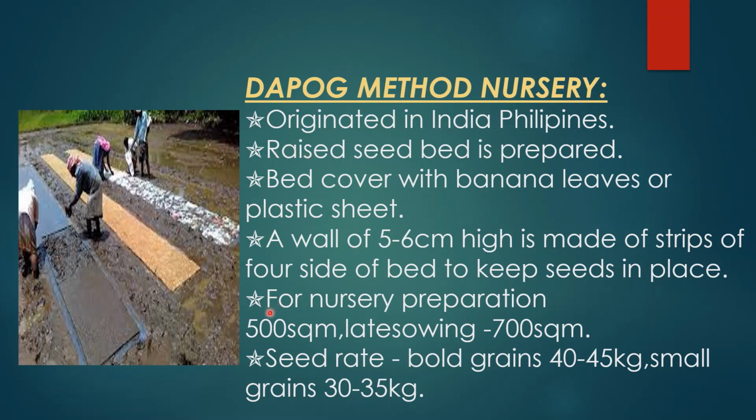For all the nursery preparations, it requires 500 square meters. For late sowing, it requires 700 square meters. Seed rate: for bold grains 40 to 45 kgs, and for small grains 30 to 35 kgs.